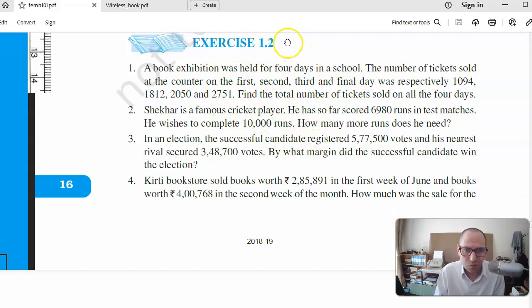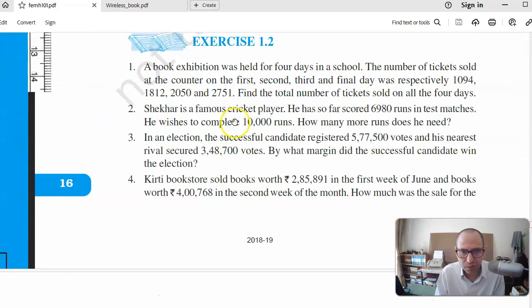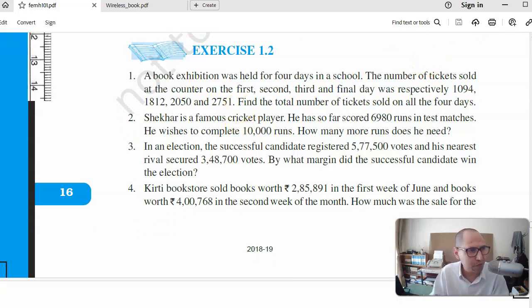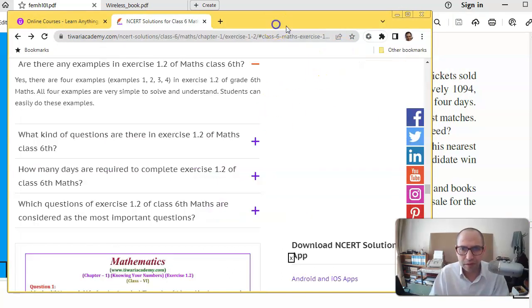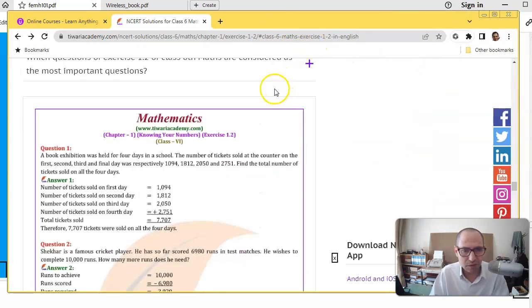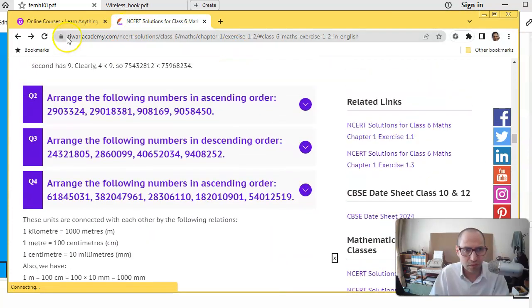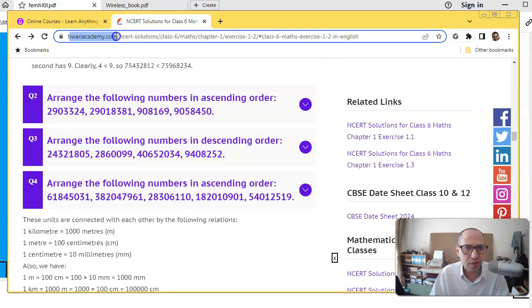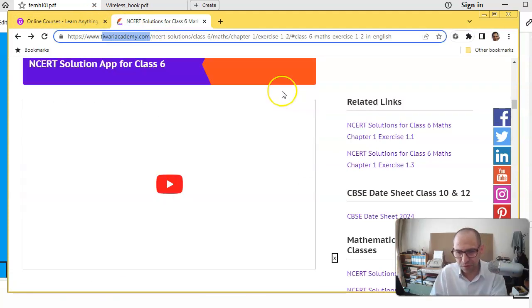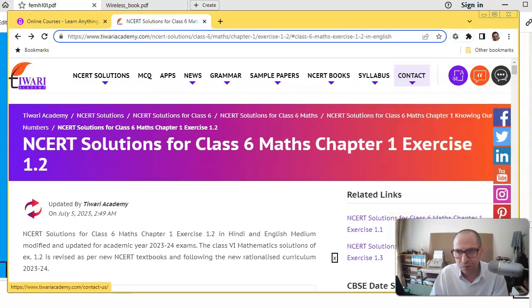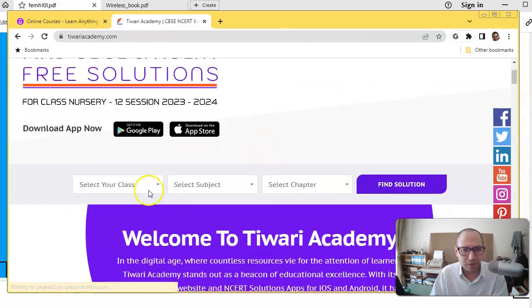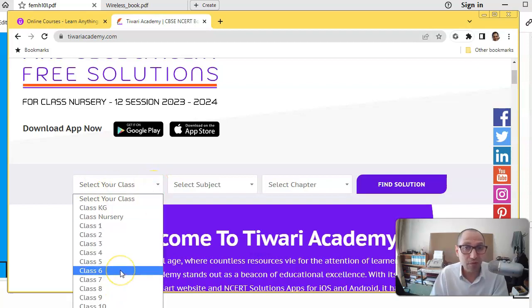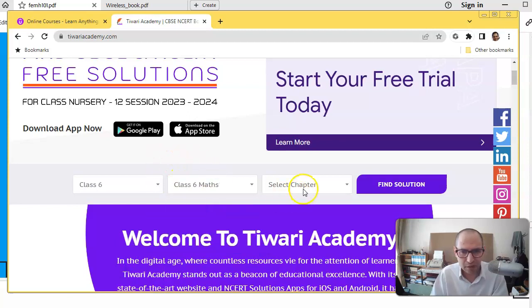When it comes to exercises, of course there is no solution in the text. But there is always a website that you can go to. The domain name is tiwariacademy.com, as you can see here. Once you go to the website, click here to go to the home page, and you see "Select your class." For example, this course is from class 6, subject mathematics, and then chapter, for example, 1. Select all of these, find solution.